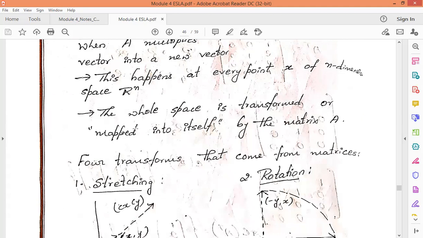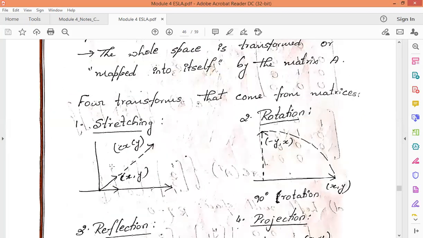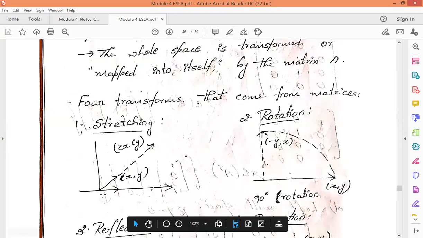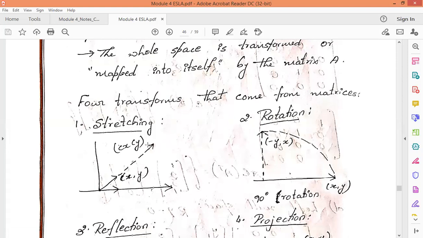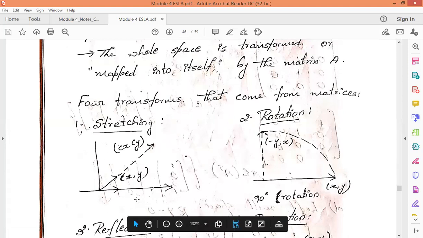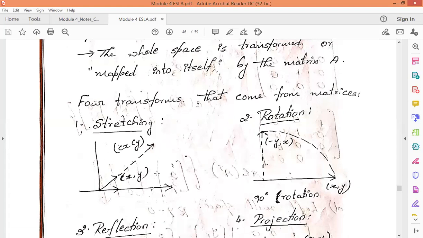In linear transformation we can perform four types of transforms for the matrices. One is stretching. You can see the first diagram. Assume the point x, y; it can be stretched to another point. If x is incremented by a small amount dx, then the new point will be x plus dx. Similarly, if y is incremented by dy, the new point will be y plus dy. So it will be stretched.